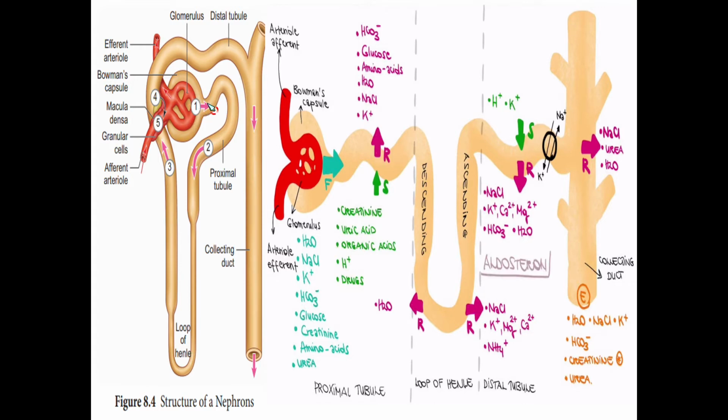Now we are moving towards the proximal convoluted tubule, and the fluid which is filtered out is known as the filtrate. Whenever I use the word filtrate, it means the fluid moving in the proximal convoluted tubule and further processed there. What is meant by that processing? Here some substances are going to be reabsorbed and some are going to be secreted. Here you can see the big arrow, the R, reabsorption, and some substances are going to be secreted.